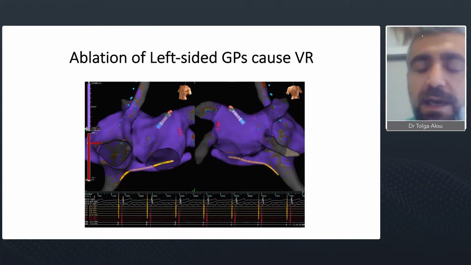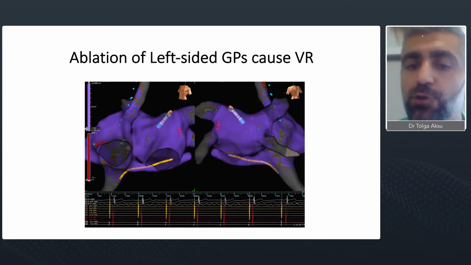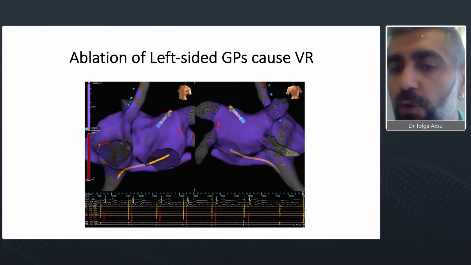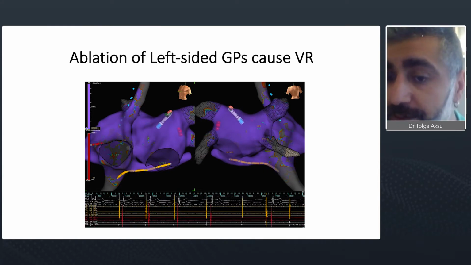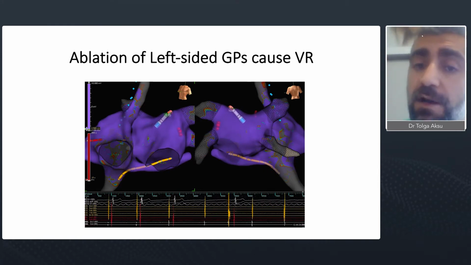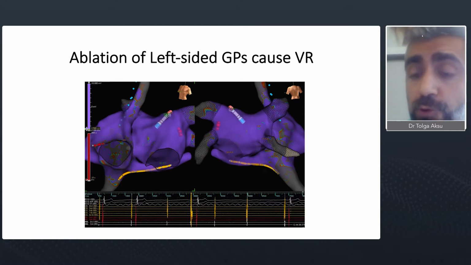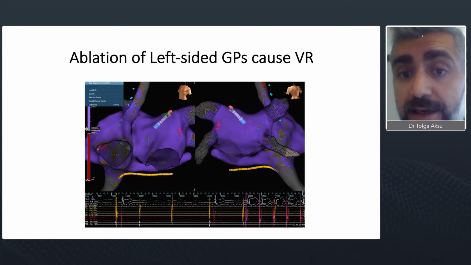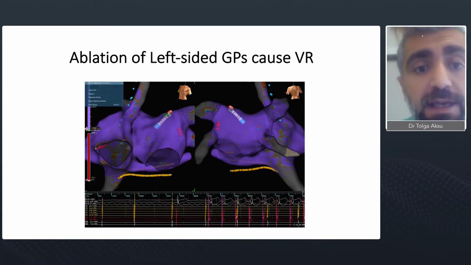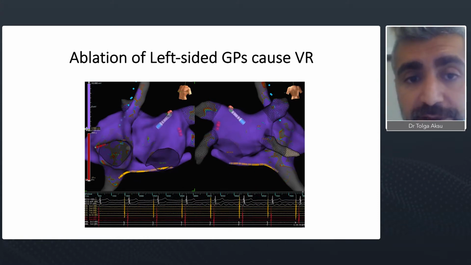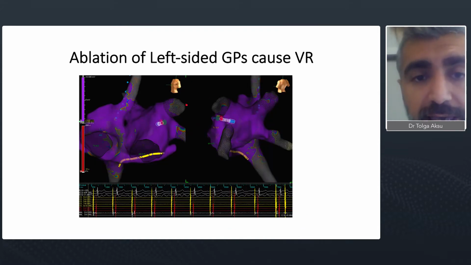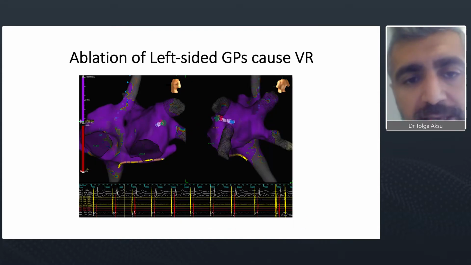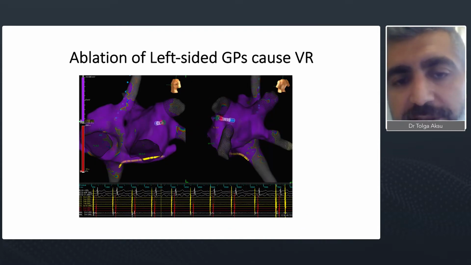Our ablation endpoint should be complete elimination of all fragmented electrograms. And if you see VGAR response in any site, you should completely eliminate this positive VGAR response after elimination of fragmented electrograms. Again, during ablation on another left-sided GP, this is a Marshall tract GP, below you can see the fragmented electrograms.